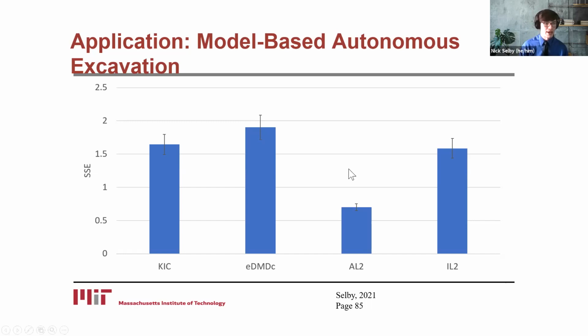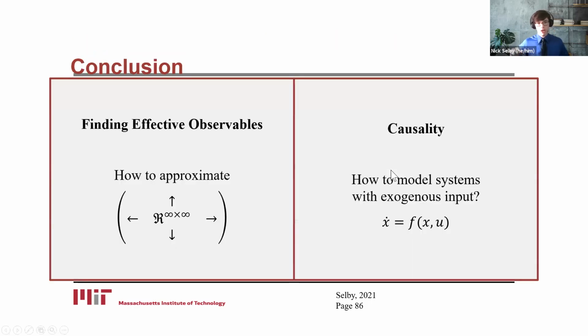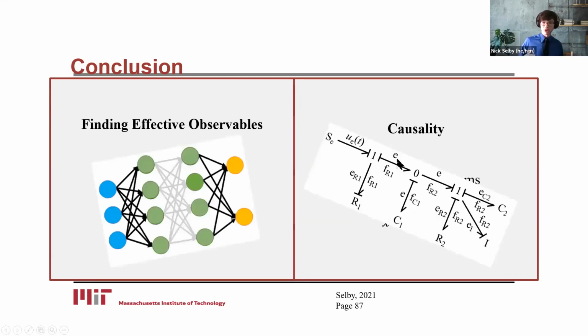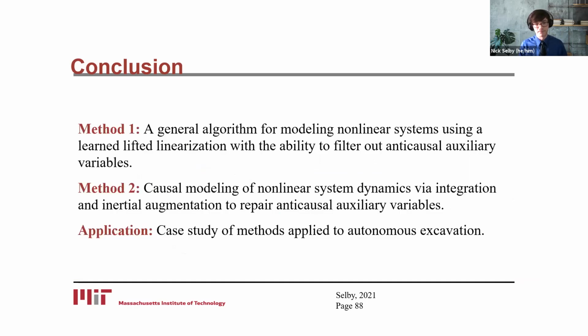to determine exactly when each algorithm should be applied. So to conclude, here again are the 2 big problems for Koopman-based lifting linearizations. First, how to find an effective set of observable functions that are finite in number. And second, how to model systems with exogenous inputs. I use neural networks and deep learning to solve the first problem, and I use bond graph theory and physics-based system modeling techniques to solve the second one.